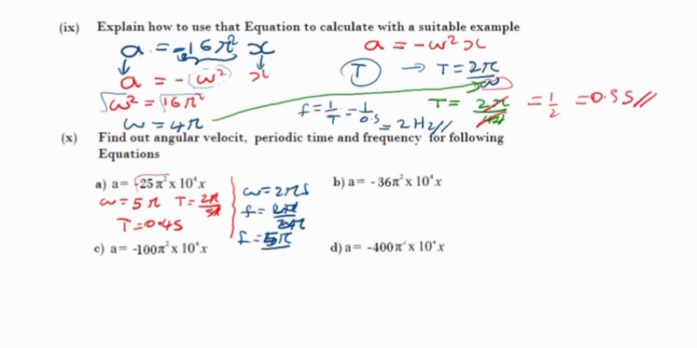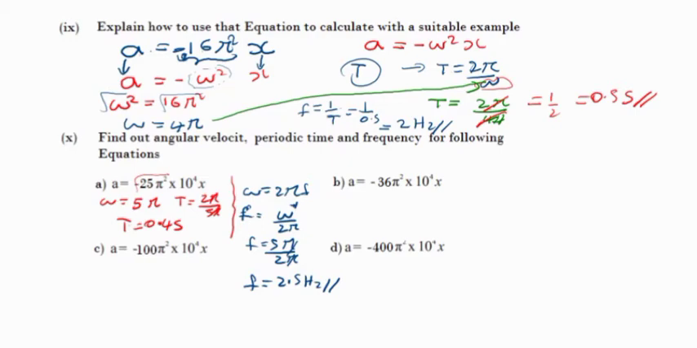So let me erase the whole set. So frequency is equals to omega over 2 pi. So omega is equals to 5 pi over 2 pi. So pi and 5 cancel. So frequency is equals to 2.5 hertz. Now I'm going to do the same thing for the next one.